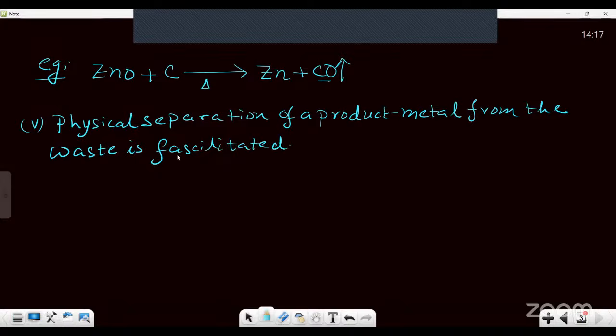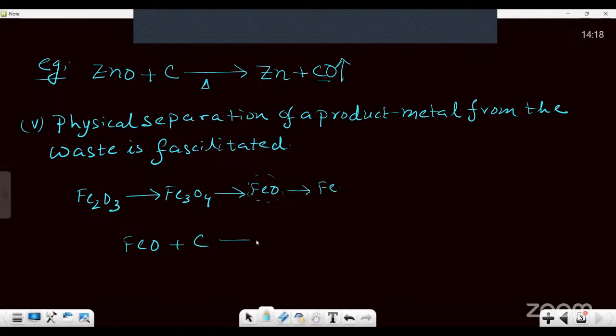So it means that suppose you have a metal oxide. Say for example, you can take the example of Fe2O3. Now, this Fe2O3, you know, is reduced in stages. So Fe2O3 is first reduced to Fe3O4. This Fe3O4 is going to reduce to FeO, and FeO is going to reduce to Fe. Right? So I can take this FeO. So if I consider this FeO and we are giving it coke, then what happens?